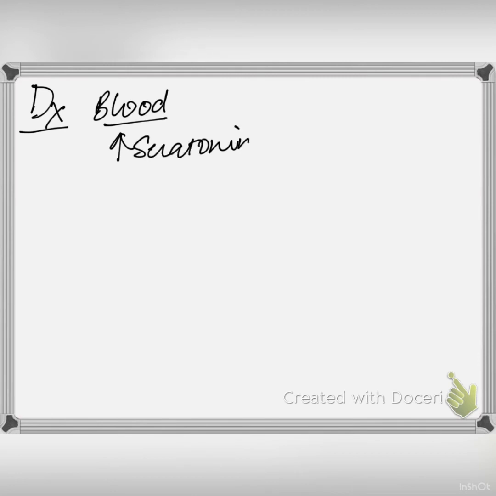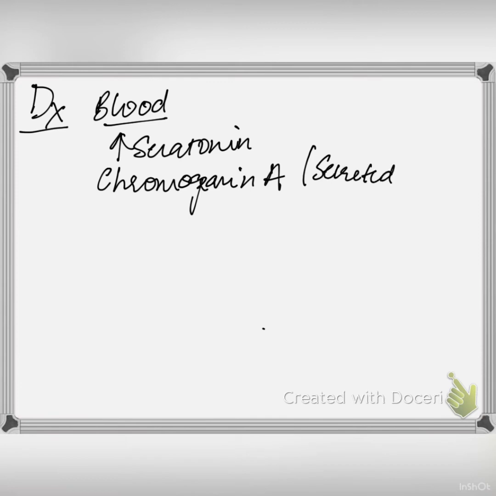Now let's come to diagnosis. In the blood test, how do you do it? As we said, excess serotonin gets into the bloodstream, so increased serotonin levels are clearly seen. Apart from this, chromogranin A. What is this chromogranin A? It is secreted from the tumor itself. These are the two blood tests which you do.